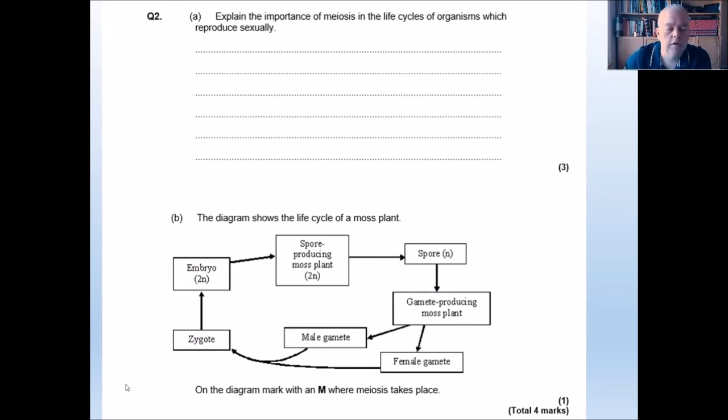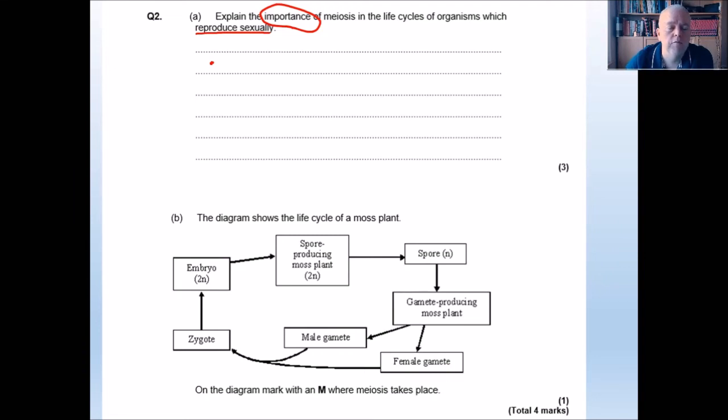One of the key things to focus on initially is looking at the keywords in the question. We've got the term the importance of meiosis in life cycles of organisms which reproduce sexually. So it wants to know why it's important. It's worth 3 marks, so we should be thinking about 3 things that we can say. I'm just going to bullet point my response. This will look at the importance of meiosis in the life cycle of organisms.